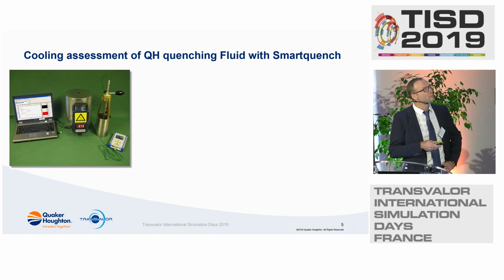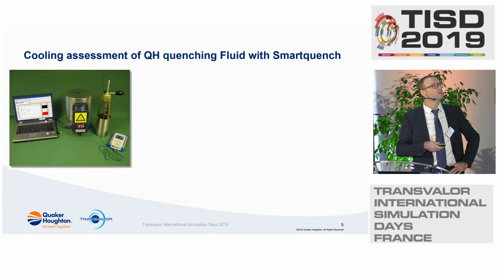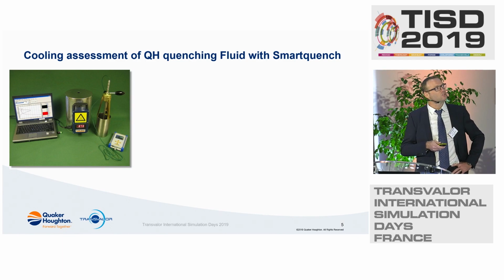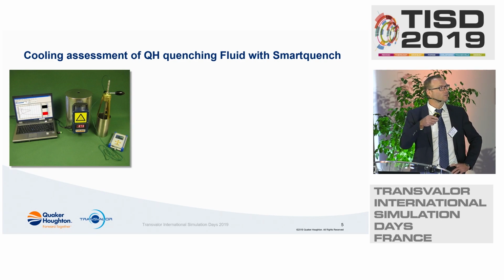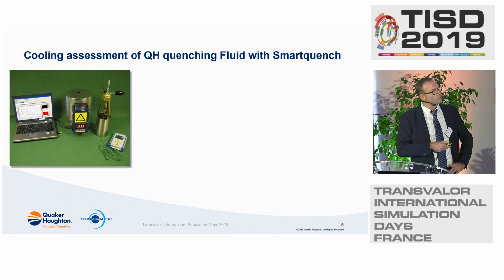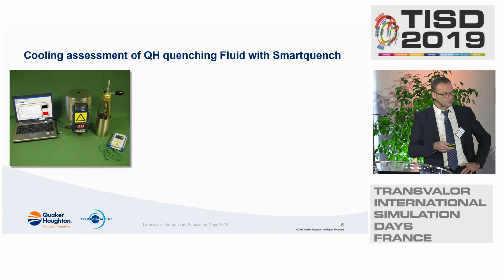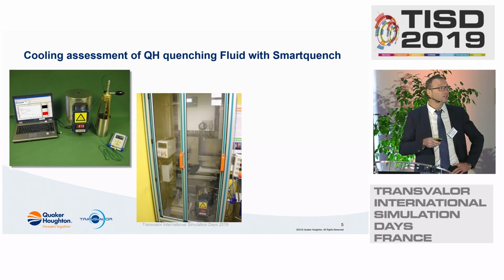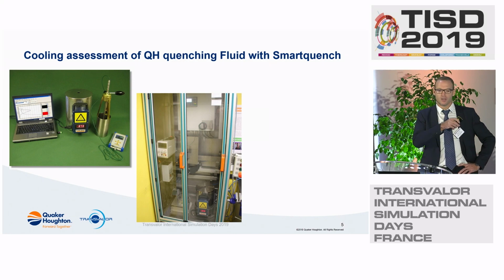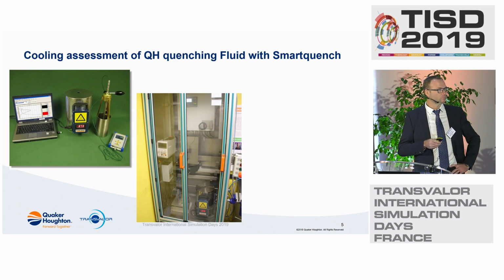So how do we proceed? We measured, in fact, the cooling speed with the system which is called Smart Quench. So we have a probe which is heated at 870 degrees. And then inside this probe, we have a thermocouple. And we will quench this probe into the fluid that we want to test. We have a beaker for oils. And so we will have a fully automatic system to transfer the probe into the fluid in order to avoid any manual differences.